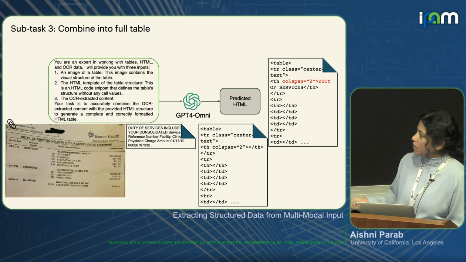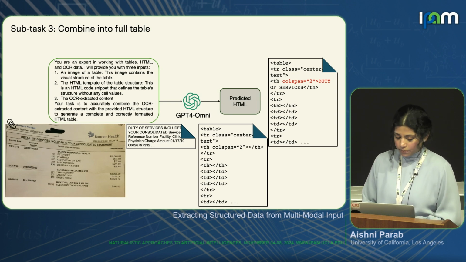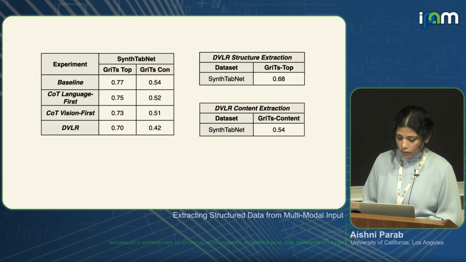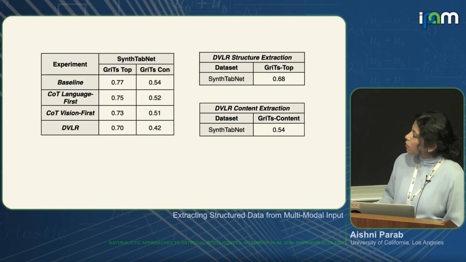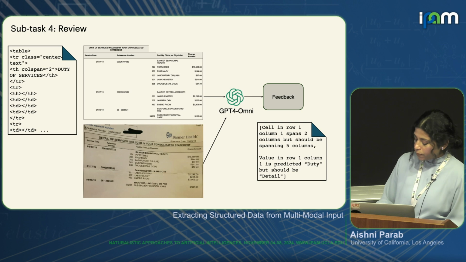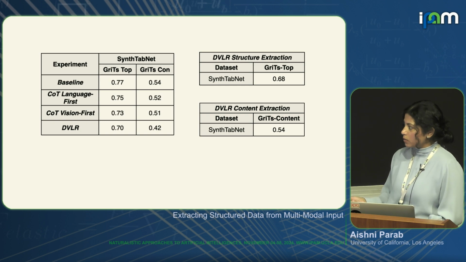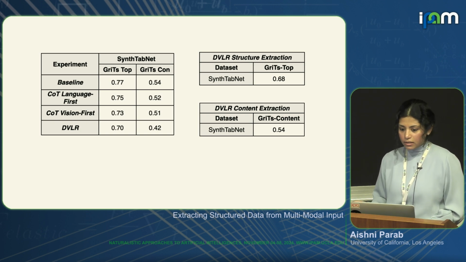And then the next step was to combine both of these into a full table. So the input to the prompt was the image, the extracted text, and the structure. And the task was to combine these two elements into the full HTML table. With just this step, we found that the performance was 70% and 42% for structure and content. So this is still not very impressive, right? And so you would think that perhaps we need to ask the model to self-reflect and refine its outputs.